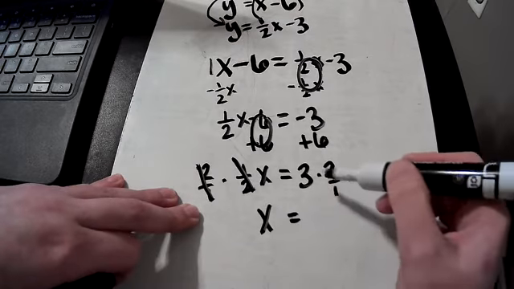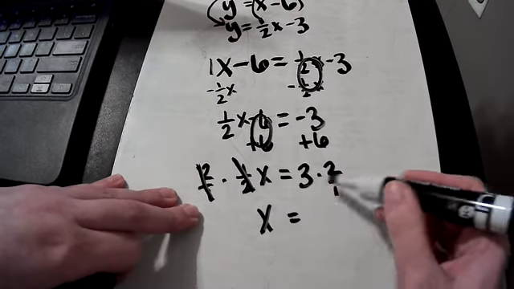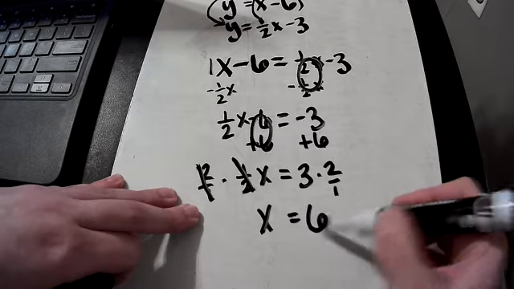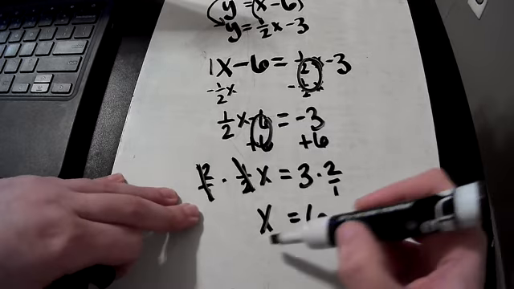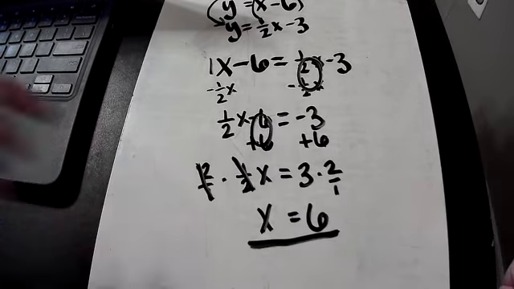So then I'm going to do 3 times 2 divided by 1. Well, 3 times 2 is 6. Divided by 1 is still 6. Okay? So then we get x equals 6 there.